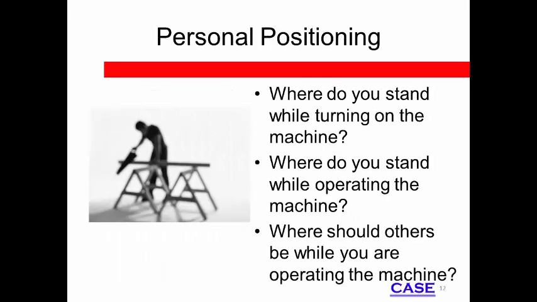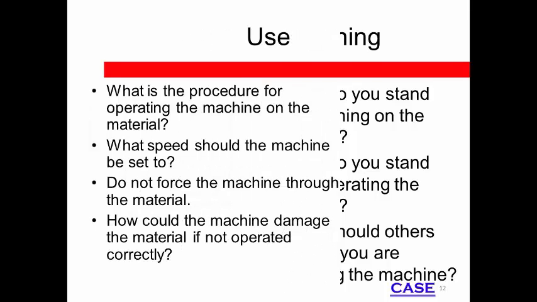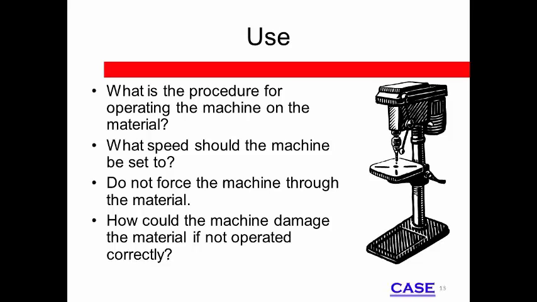The operator should be in the correct position to avoid being struck by material worked on by the machine or the machine itself. Others should be warned and out of harm's way before the machine is used. Proper use of the tool includes the speed it should be operated at and the amount of work that the operator needs to do while operating the machine. Tools should never be forced through material that it is working on.